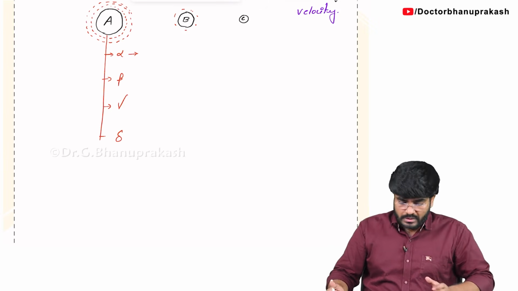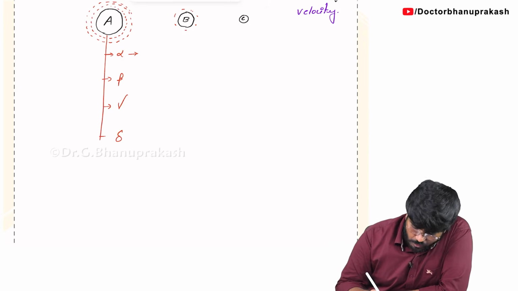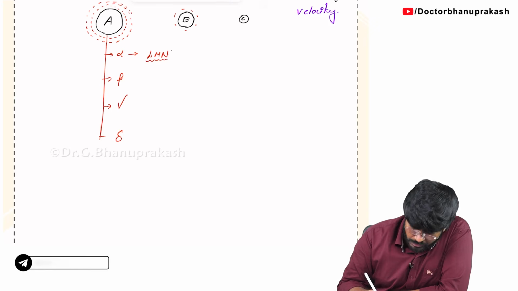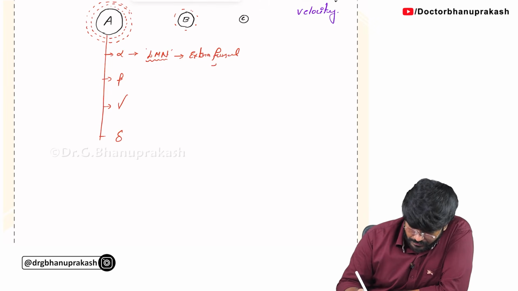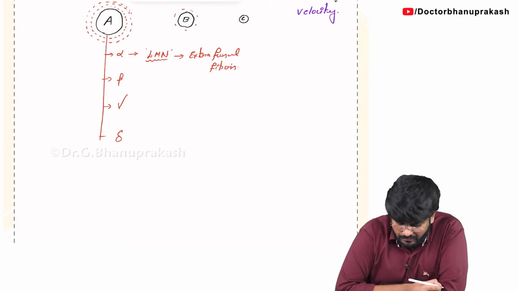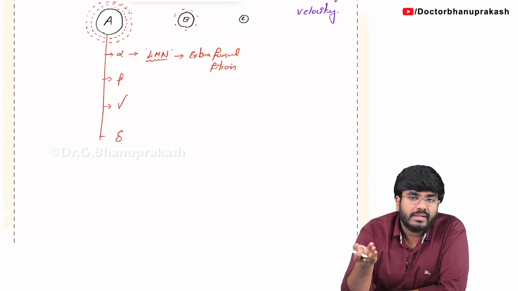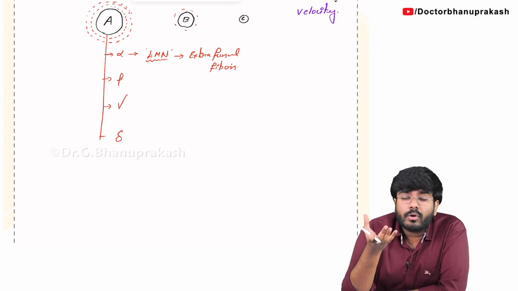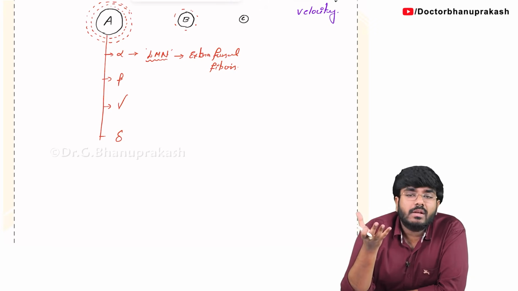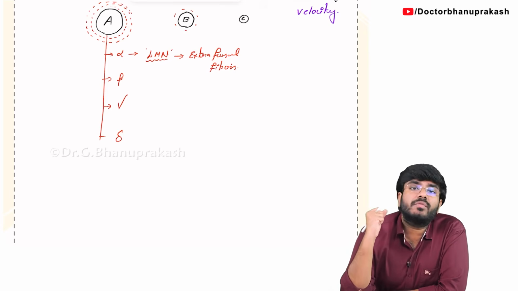A alpha type of neurons are nothing but motor neurons. They are lower motor neurons causing the contraction of extrafusal fibers. They are the lower motor neurons which are arising from the anterior horns of the spinal cord, going and causing the contraction of the extrafusal fibers.